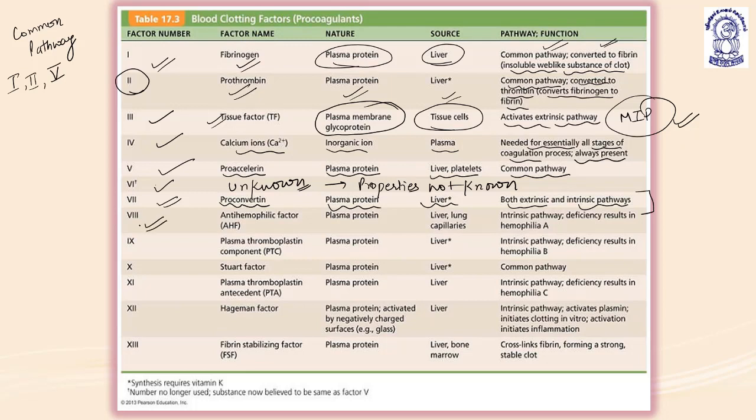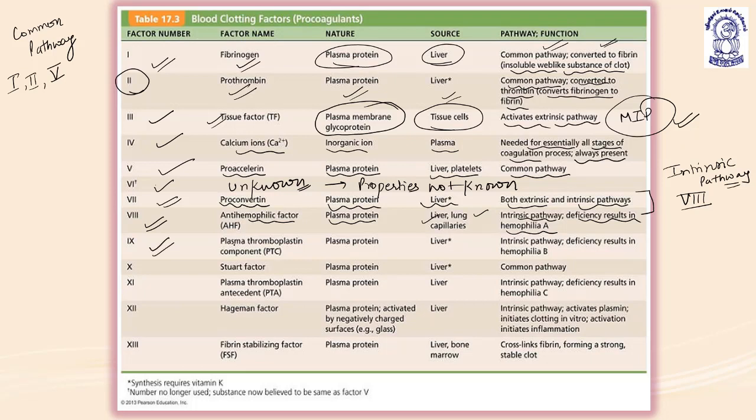Factor number 8, anti-hemophilic factor. It is a plasma protein, source liver, lung, capillaries. It is in the intrinsic pathway. Deficiency of factor 8 results in hemophilia A. If factor 8 becomes deficient, then the person suffers from hemophilia type A.